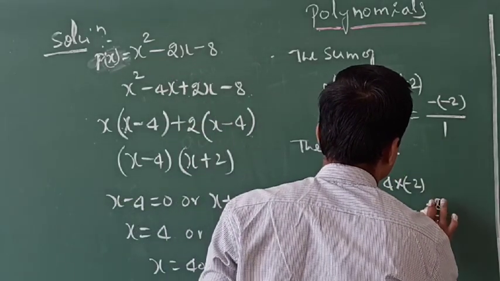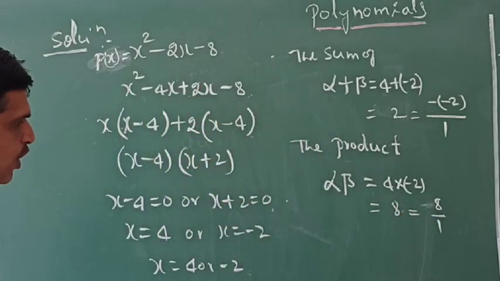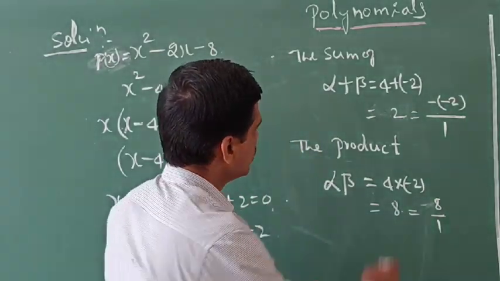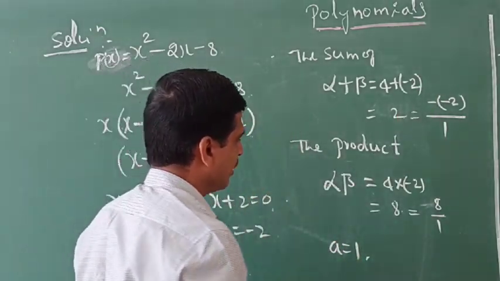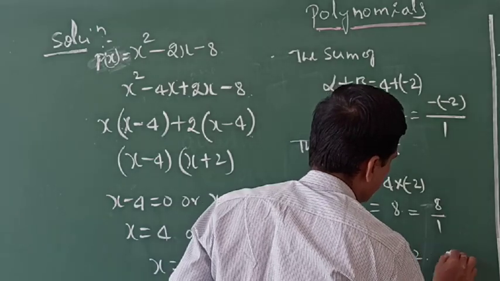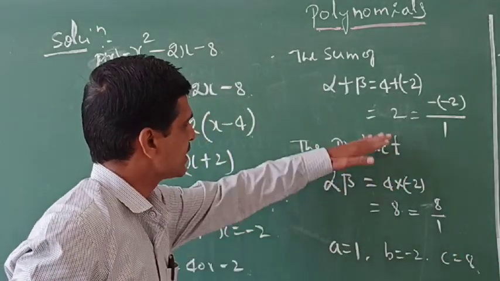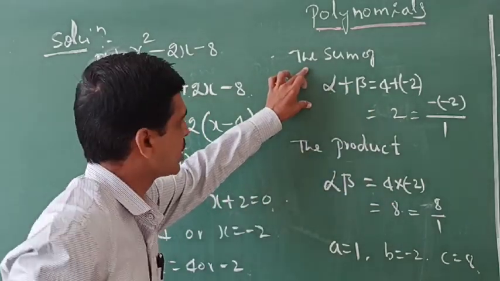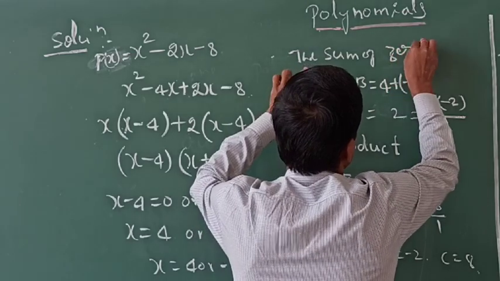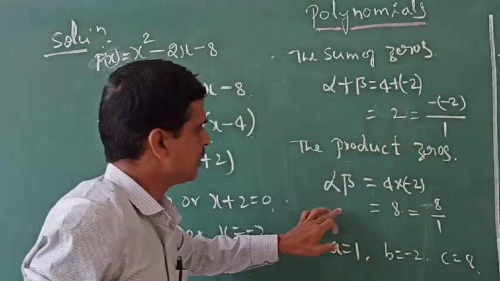Okay, so here 8 is already given, so instead of taking the polynomial, consider it as 8 by 1. So assume a is equal to 1, b is equal to -2, and c is equal to 8. These are the values that satisfy these expressions, like the sum of the zeros and the product of the zeros.